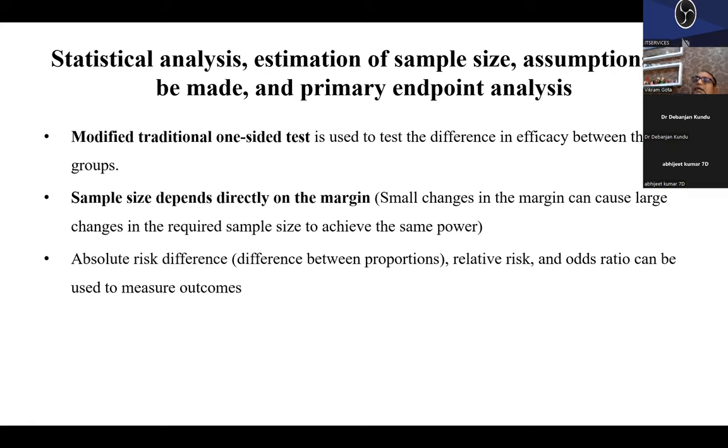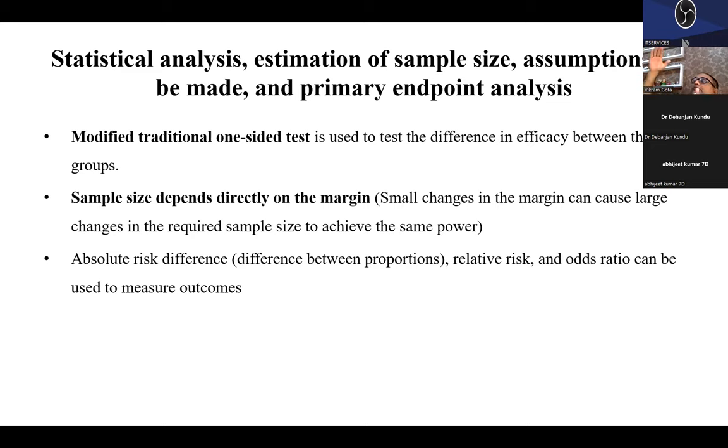For the same reasons as the equivalence trial, because intention to treat analysis is more conservative, it may actually favor the hypothesis that there is no treatment difference. So you must use a slightly less conservative approach like per protocol also. And when you are doing the statistical test, it is a one-sided test because the margin is only on one side. Between the sample size and the margin, there's a direct correlation. If the margin is wide, for example, a hazard ratio of 1.3, if you put the margin at 1.3, then you will have a sample size of X.